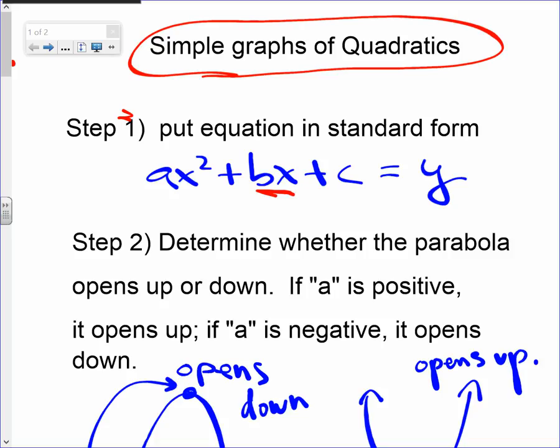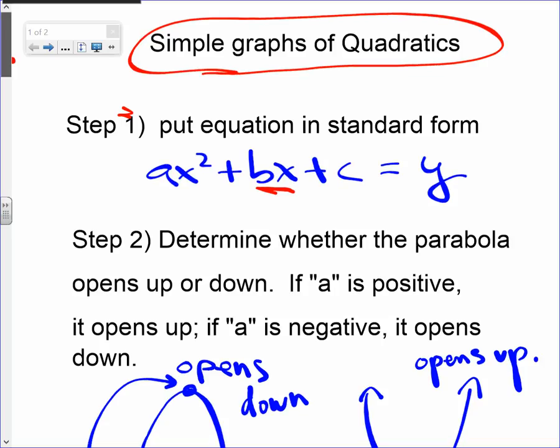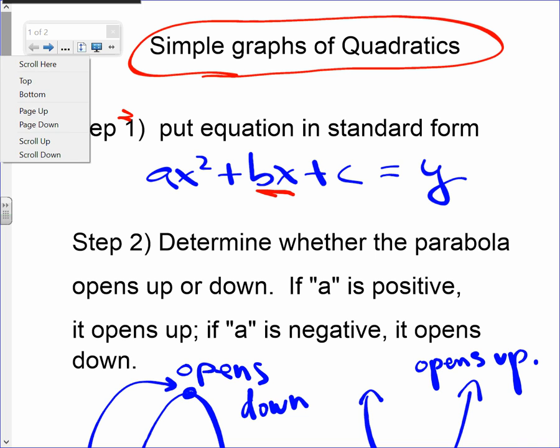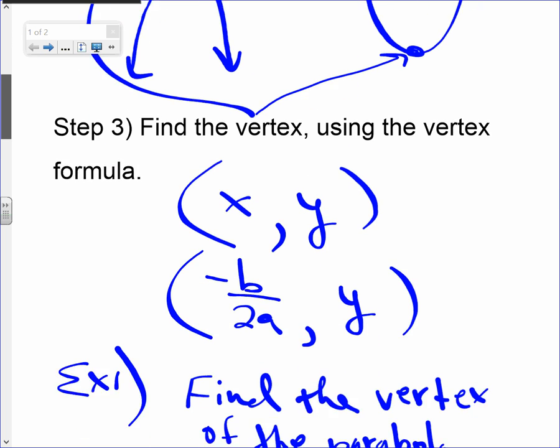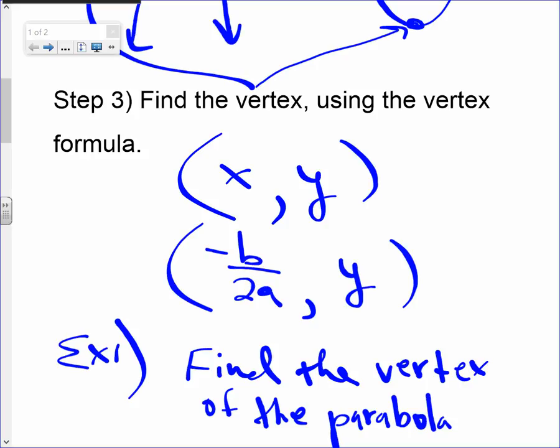Thank you so much. On your paper, the title from 2 days ago is Simple Graphs of Quadratics. Step 1: if you were absent, you'll copy down step 1 later. Put equation in standard form. Step 2: determine whether the parabola opens up or down. If A is positive, it opens up. If A is negative, it opens down. Step 3: find the vertex. We just did this for warm-up. Again, if you're absent, you can copy this down later. We're going to go into step 4 and 5 now.